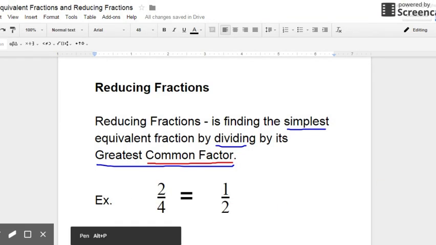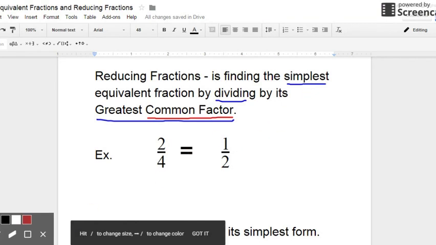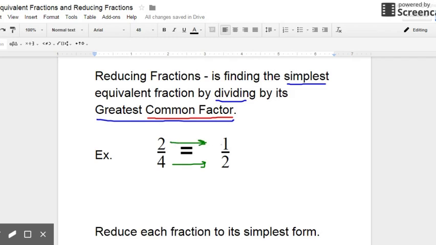So let's look at the same example we had on equivalent fractions. 2/4 is equal to 1/2. 2/4 can be reduced or simplified to 1/2. 1/2 is the simplest form. So let's talk about how we can do this. We have to know a common factor. How do I go from 4 to 2 and 2 to 1?